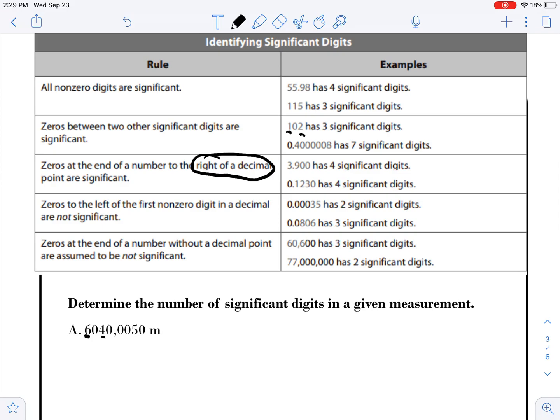So here we count 1, 2, 3. Always count the non-zeros. Then this zero is between them, so we count this one. This and this are between them, so we count those. So we have 1, 2, 3, 4, 5, 6, 7 significant digits.